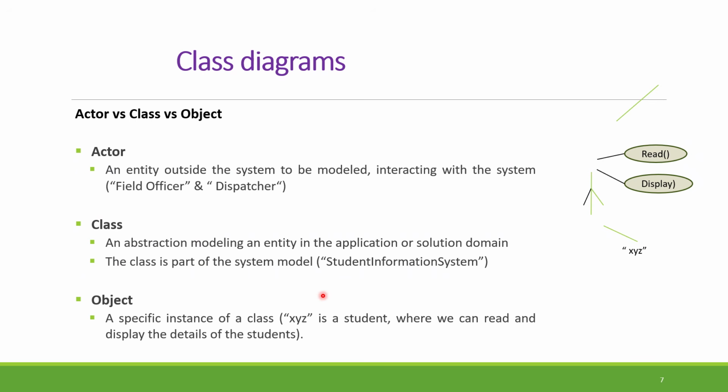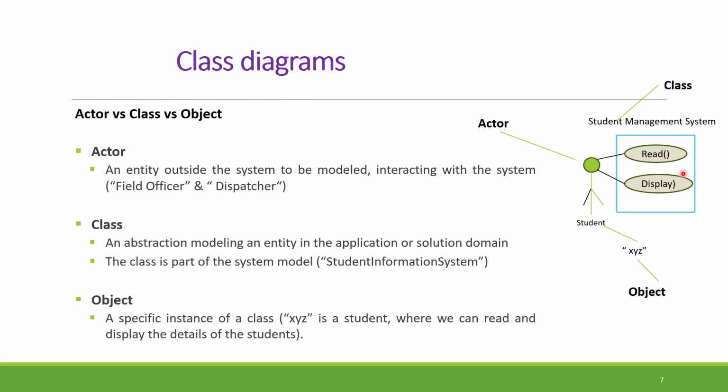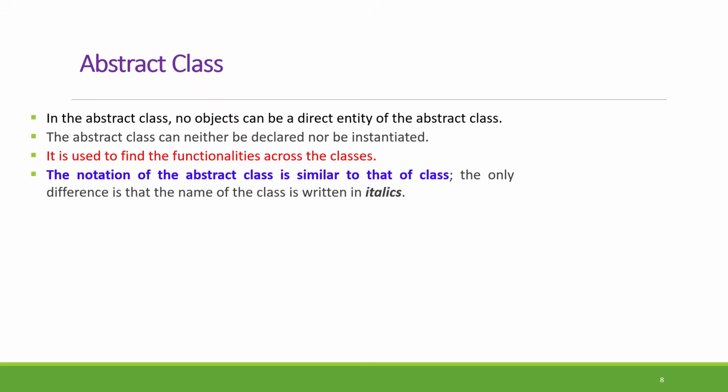So what is the difference between the actor, class and object? For example, in this diagram, the actor is the student. In the student management system, we can read the details of the student and display them. So here the student is acting as an actor. Then which student are we talking about? The name of the student is XYZ, so that is particularly the object. And what is the name of this class? We can call it the student management system.